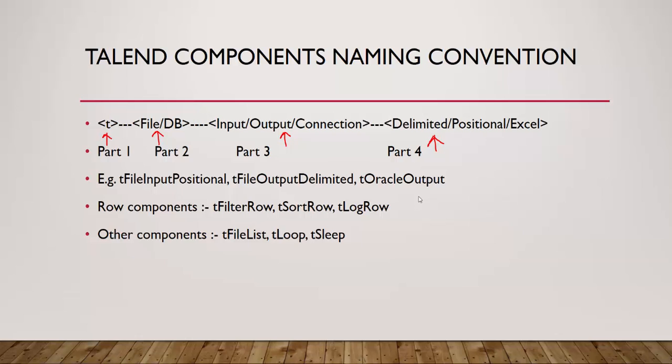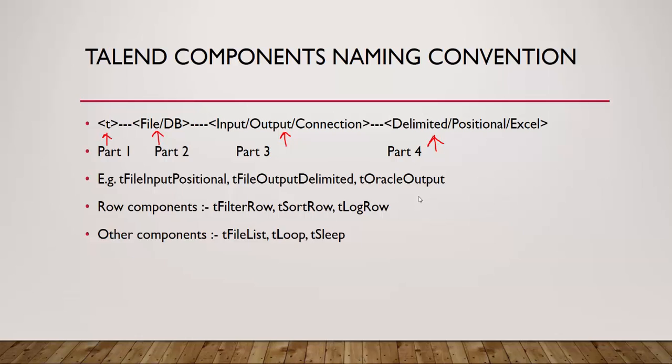Apart from these components, there are some components that apply their function code to each incoming row or record. These components have names that follow a naming convention of the type of function the component is performing, followed by the Row keyword. For example, if you want to sort your incoming data, then you will use the tSortRow component. Similarly, if you want to filter your incoming data, then you will use the tFilterRow component. And if you want to display your data to the console, then you will use the tLogRow component. Here, logging means displaying the data.